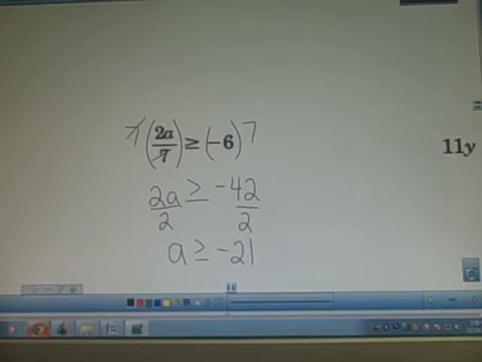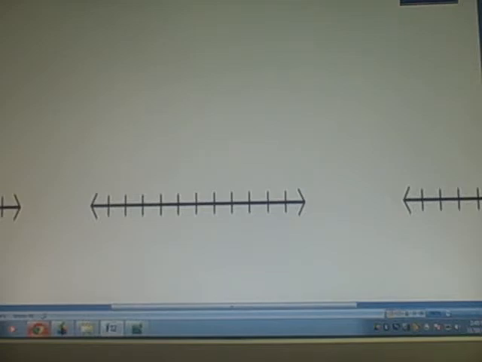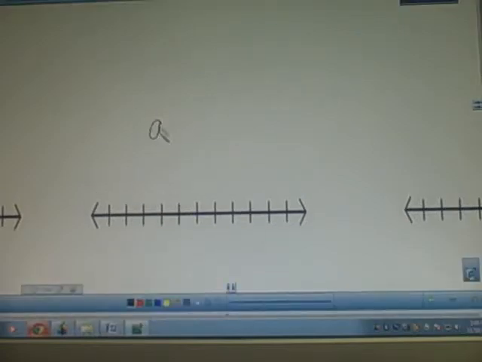So let's graph our solution on the number line here. So I'm going to go down. Remember, the inequality is a is greater than or equal to negative 21. I'll write negative 21 on my number line. A closed circle representing the equal to part. The larger side is pointing to the variable. That means I need all the numbers that are larger than negative 21. And all the numbers that are larger than negative 21 are a solution for a.